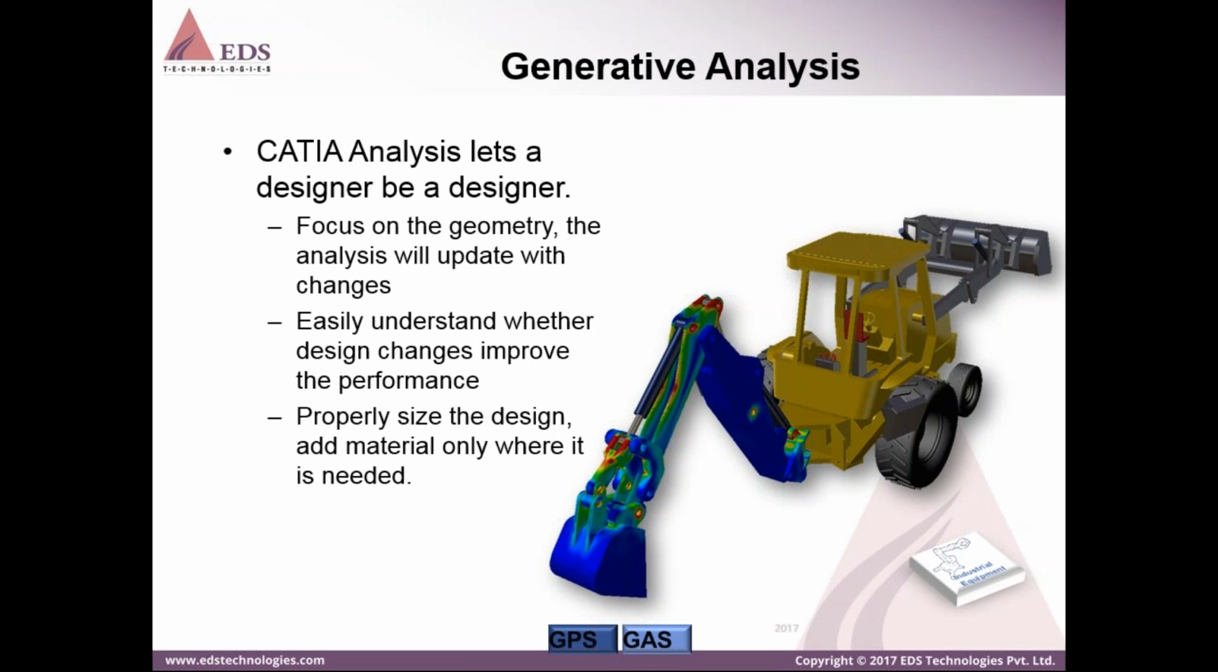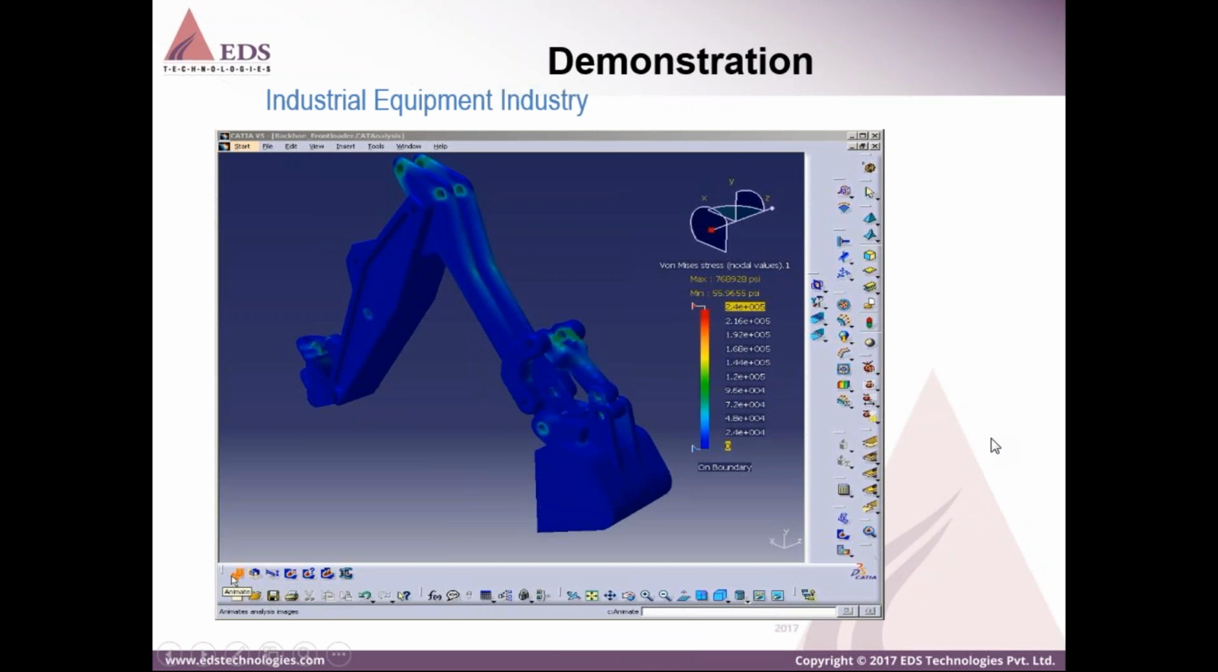As we have discussed, CATIA has assembly analysis. Here the designer can focus on the geometry and see how it will automatically be updated in the analysis. That we'll see. It is easy to understand whether the design changes improve the performance. We can change the size of the parts, properly size the design, and change materials where it is needed. So this is a typical assembly analysis.